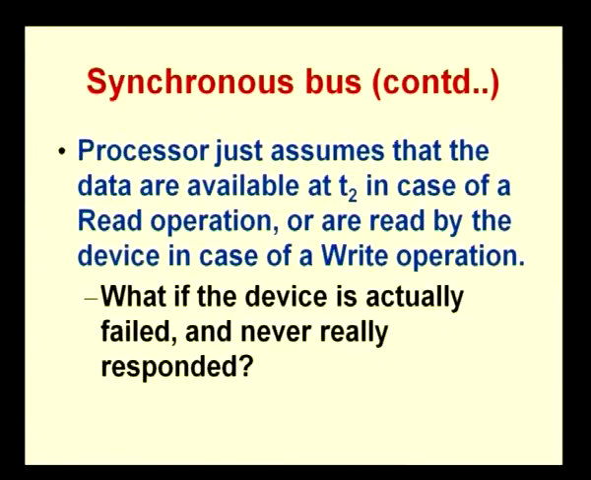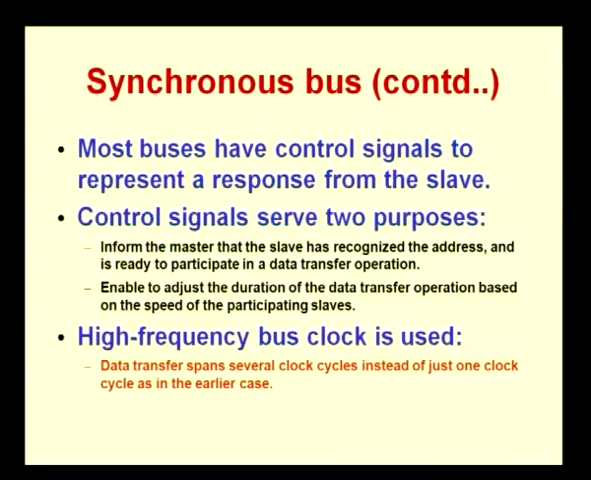The second thing that we need to keep in mind is that what we have looked at right now assumes that the data becomes available, whether it is a read or a write operation, and the slave device is responding to it immediately. But it is possible that the device could actually have failed and never actually responded. In these cases, what do we do? We use some additional control signals. Most buses will have some additional control signals to represent the response from the slave. And the same control signal can be used for both purposes.